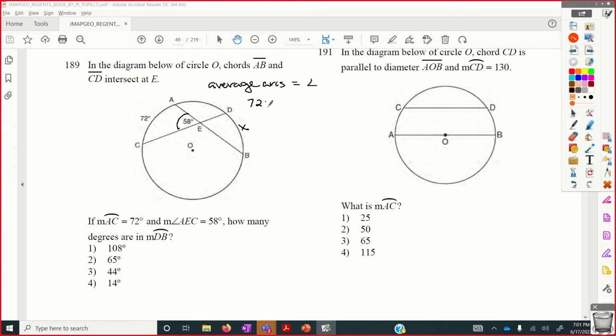So 72 plus X over 2 is equal to 58. And then we just cross multiply here. So 72 plus X is equal to 116. Take away that 72 to get our answer. And I think we're at 44.